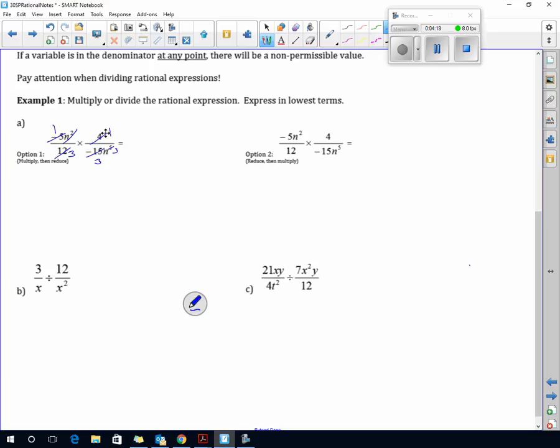I didn't even follow my directions here. Option 1, multiply, then reduce. This one says reduce, then multiply. So we're going to just do a switcheroo here. Now we're going to multiply, then reduce. So what do we do here? We get top times top is negative 20n squared over, oh my, 12 times 15. I might have to pull out my calculator, but you don't get a calculator on this unit, so what would you do?